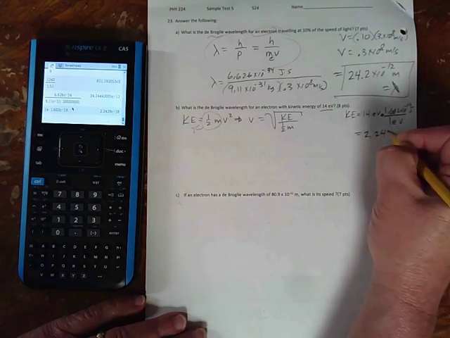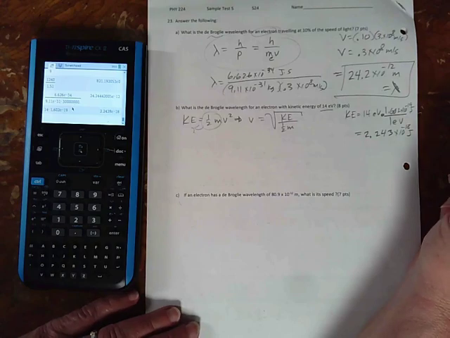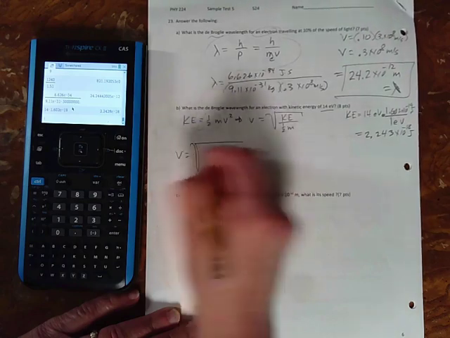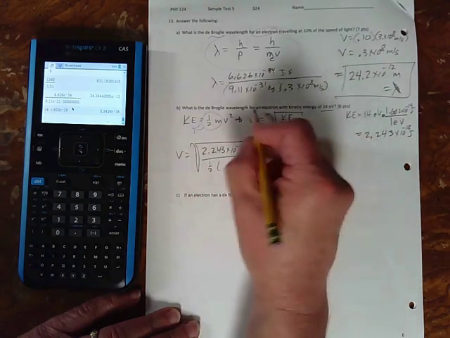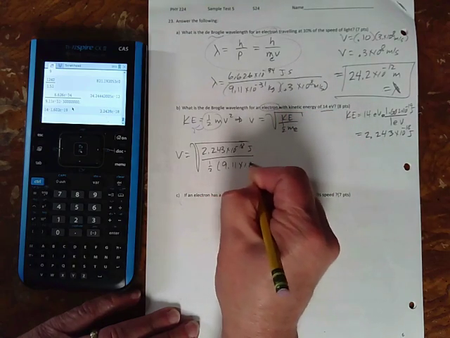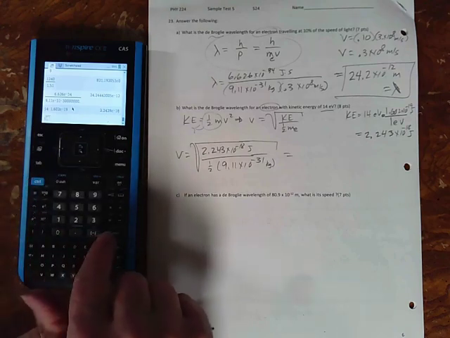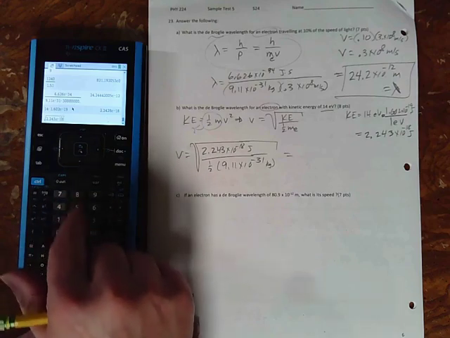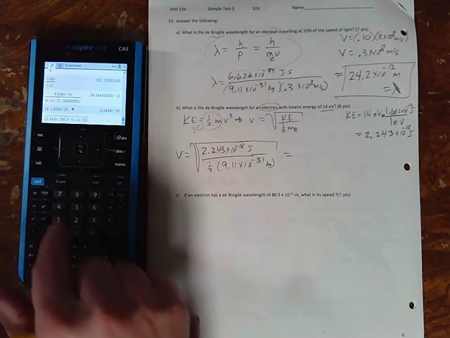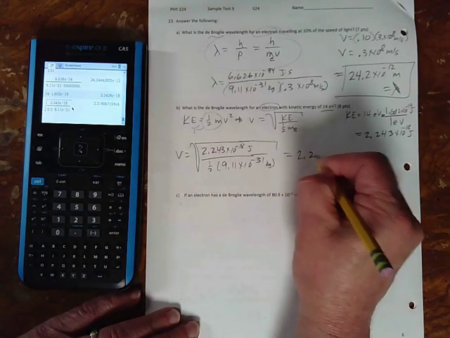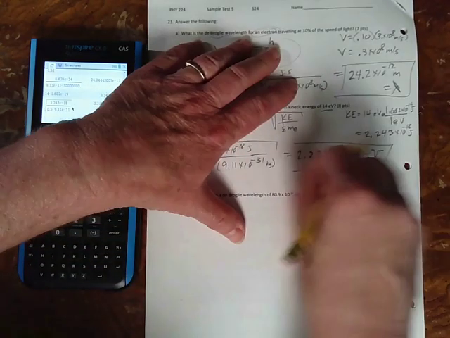2.243, I'll keep an extra sig fig for a moment, times 10 to the negative 18 joules. Okay, so the velocity is the square root of 2.243 times 10 to the negative 18 joules divided by 1/2 the mass of an electron, 9.11 times 10 to the negative 31 kilograms. Square root, 2.243 e negative 18 divided by, put in parentheses so we don't get messed up, 0.5 times 9.11 e negative 31. That's 2.22 times 10 to the 6th meters per second. Oh, hold on, that's not the final answer, that's just the velocity.